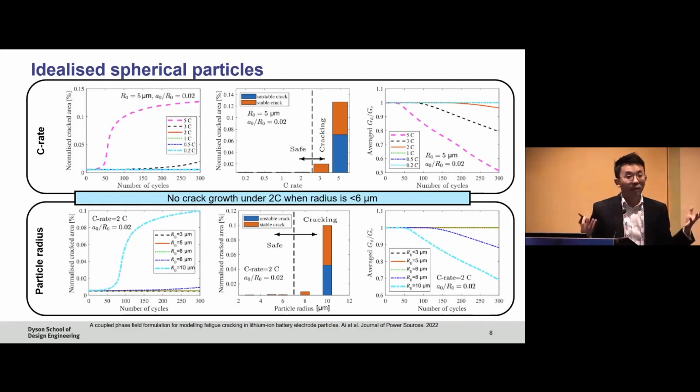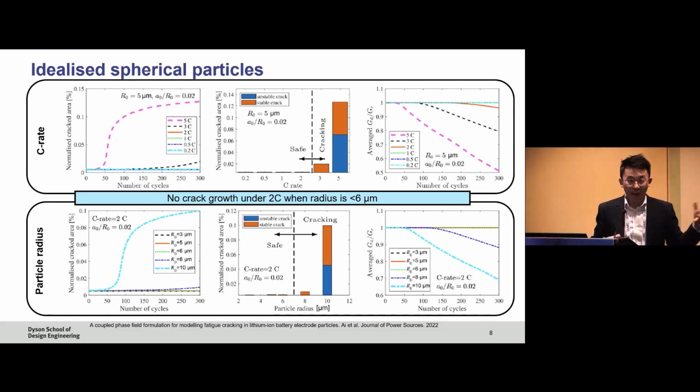What is the particle radius that I should have my system designed to avoid any appreciable cracking? And in this case, what we find is that if you have 2C as your design C rate operation point, then broadly speaking, below 6 microns, you're not going to get any appreciable particle damage. And that's really useful for cell manufacturers.